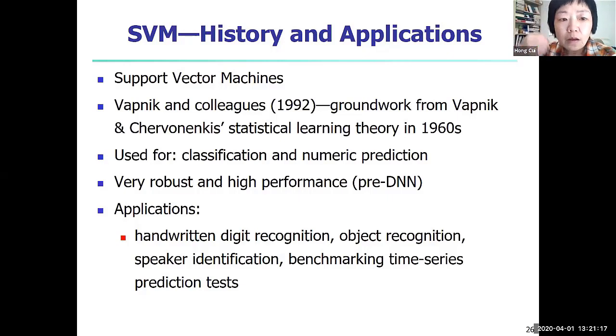But support vector machines can be used for classification and numerical prediction. For numerical prediction, the algorithm is called support vector regression. We're not going to cover that in this class. Support vector machine has been shown to be very robust, to have high performance in many domains. It was compared to a neural network handwriting recognition algorithm, and support vector machine won at that time. So anyway, we will see why it's so powerful.